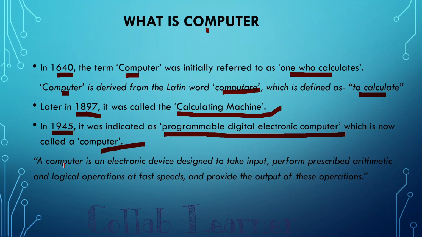So based on this history, we come to the definition of computer. A computer is an electronic device designed to take inputs, perform precisely arithmetical and logical operations at a faster speed and provide us output based on these operations.